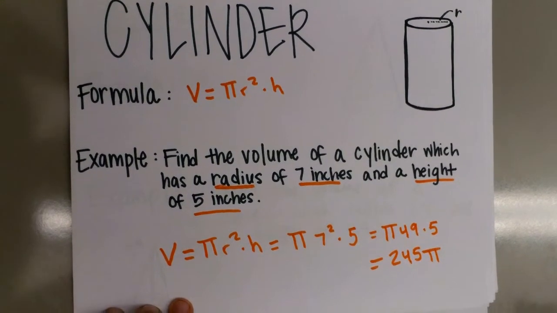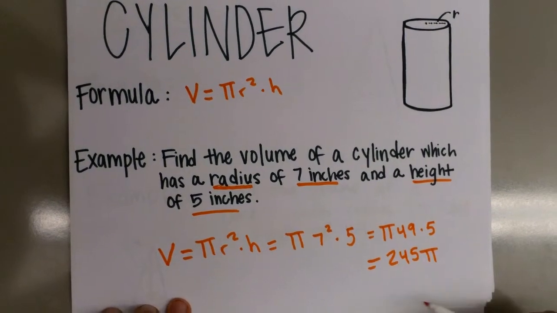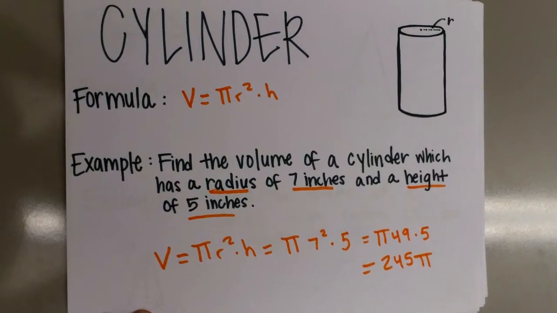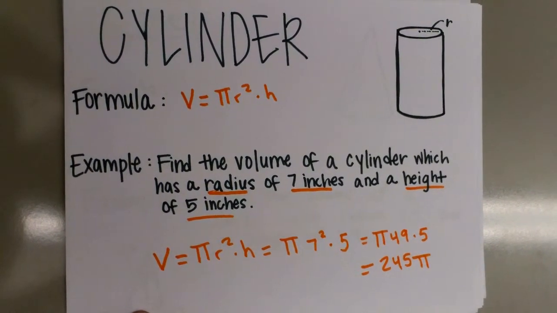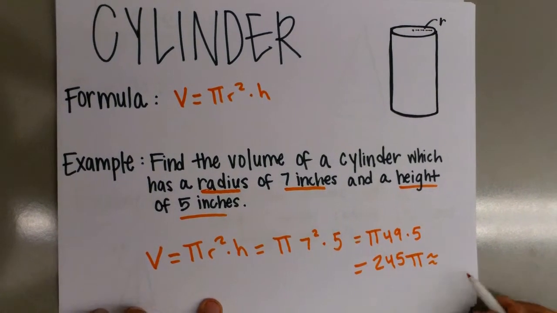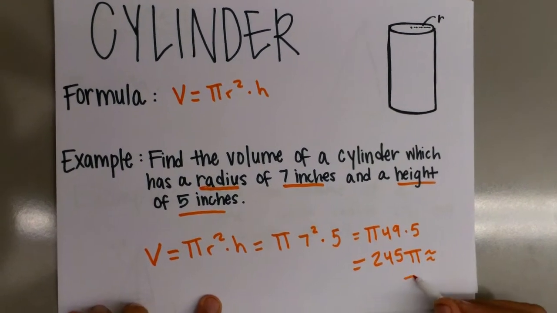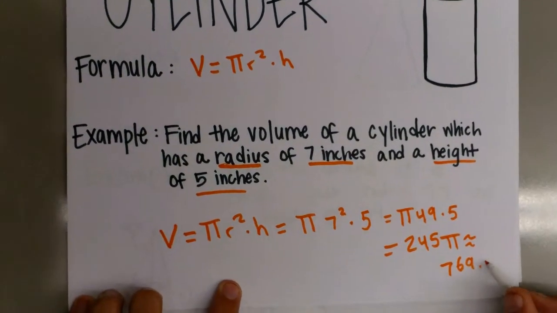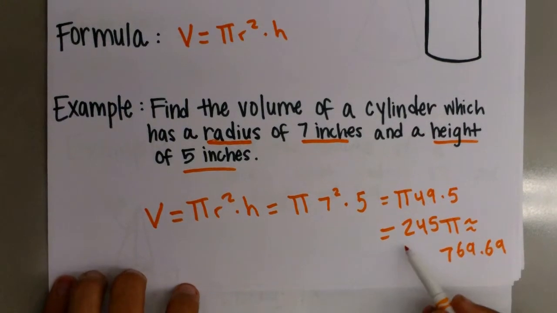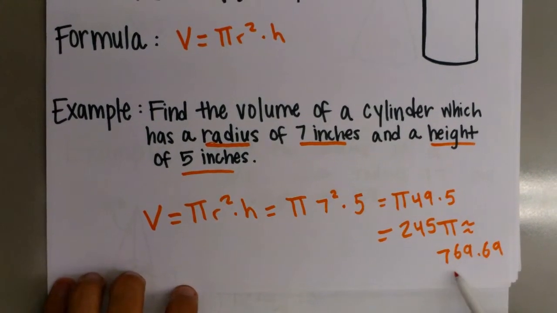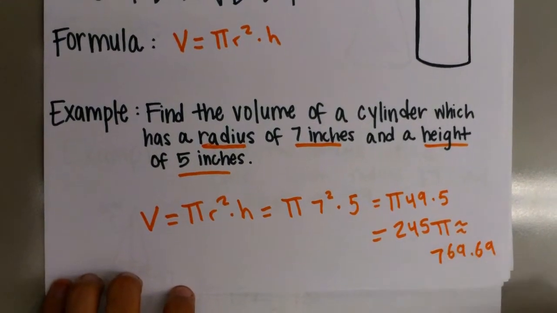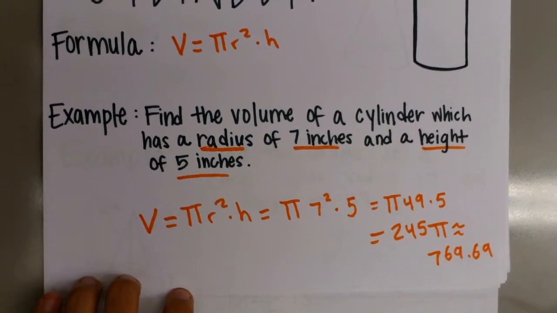And if your question asked for a decimal answer, you would write 245 times pi, which is approximately 769.69. So depending on what the question asked, you would write it like this, but if it asked for a decimal answer, you would write it as 769.69, because pi is approximately 3.14.